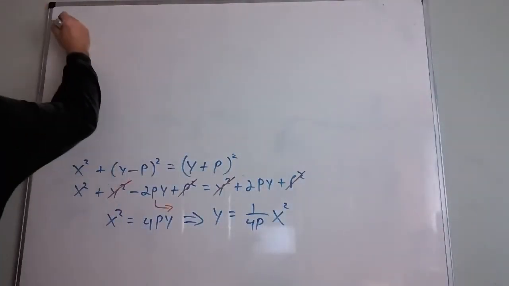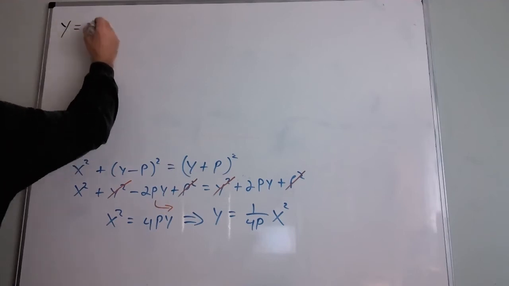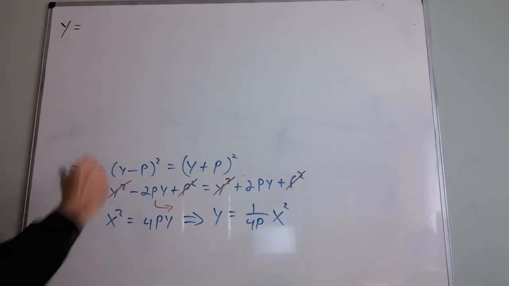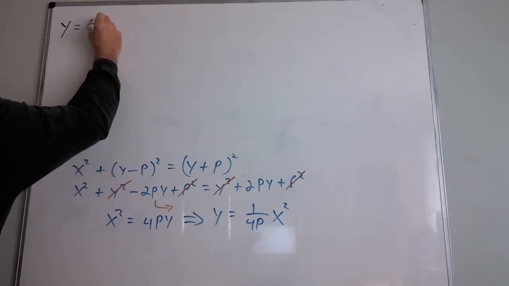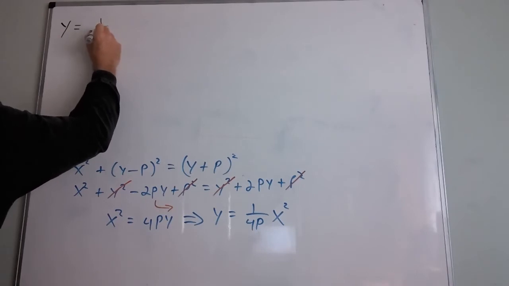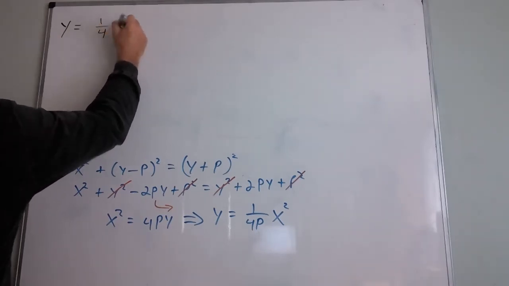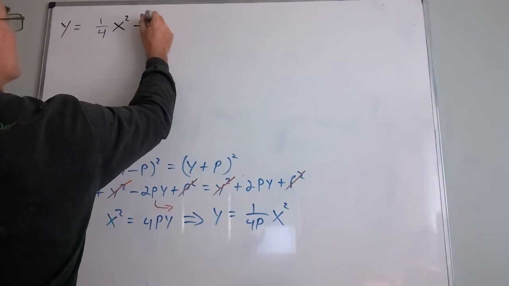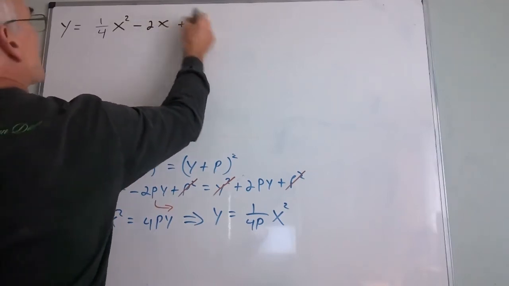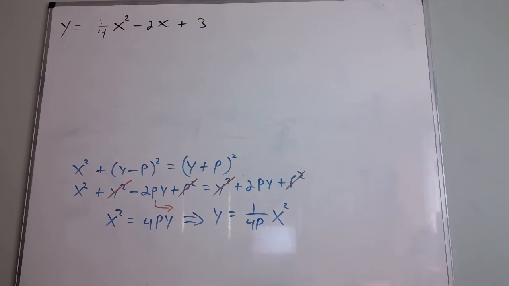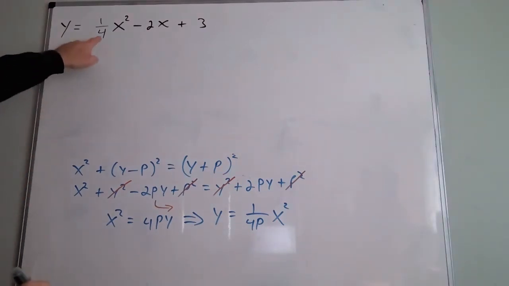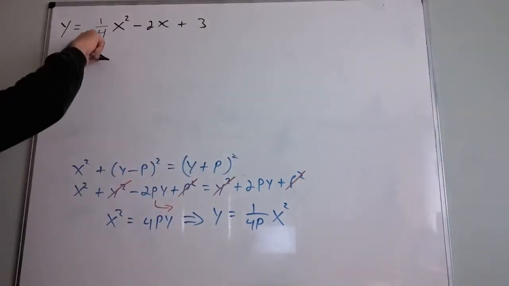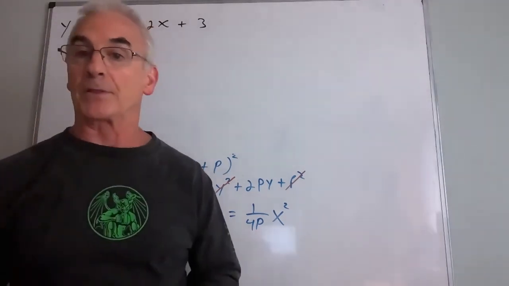So if we start with something like this, let's keep it simple here. y equals 1/4 x squared minus 2x plus 3. Let's consider this parabola. Now, there's two things you know right off the bat. The parabola opens upwards because this is positive, and the parabola is fairly skinny because this is small. I would like to know where everything else is.